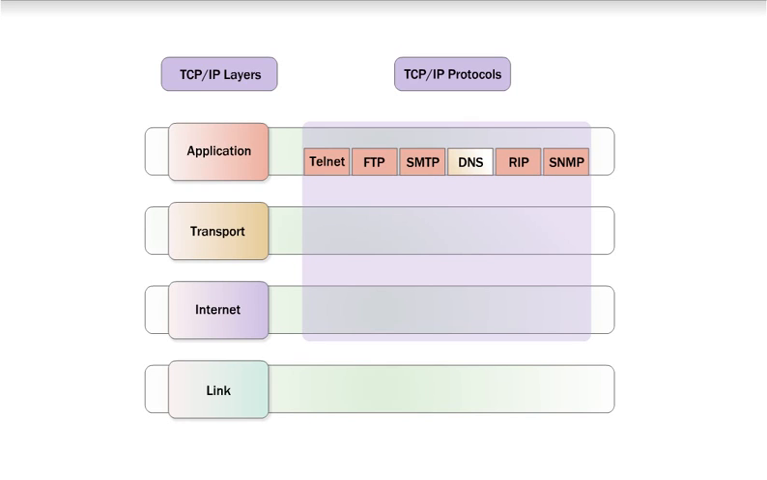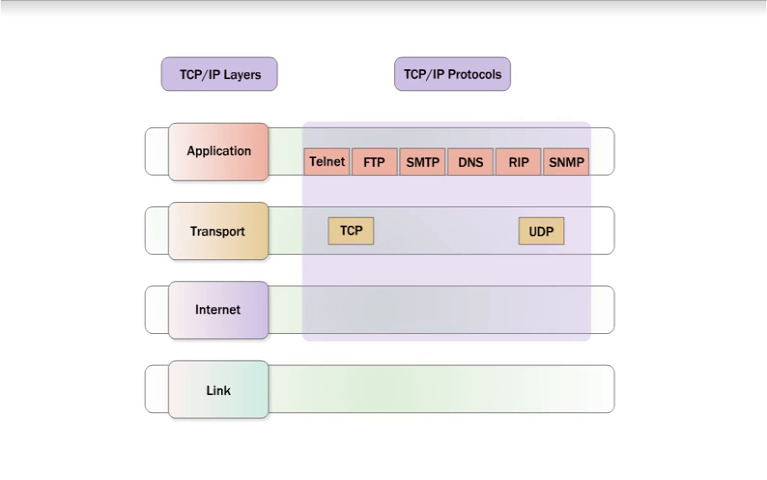for looking up a host's address so that you can connect to it, RIP, the routing information protocol used by routers to trade information with each other, and SNMP, the simple network management protocol that enables you to manage servers and other hosts over a network.